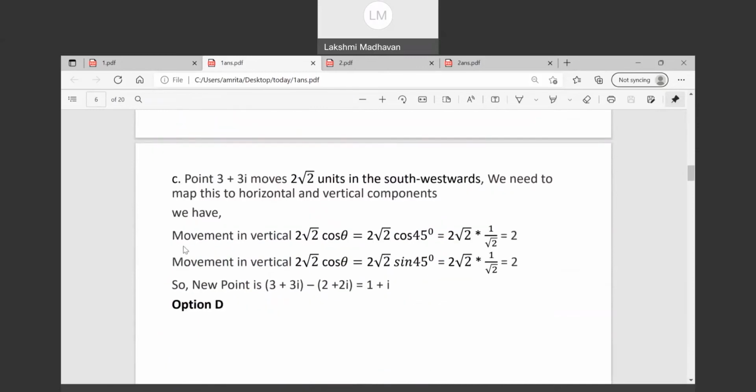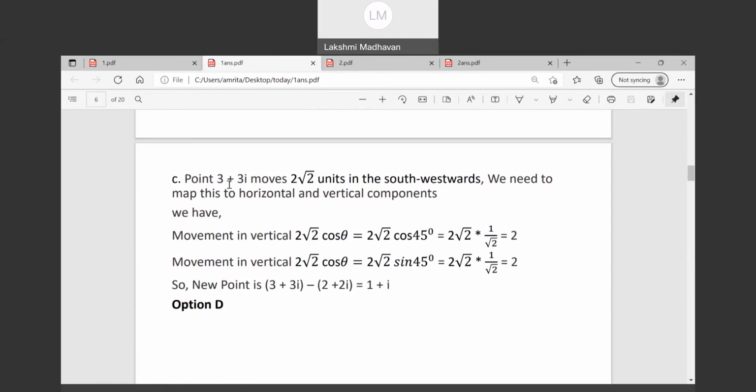So how are we going to take this? We have to consider the motion in both directions, the horizontal and the vertical. I have written it wrong before. So it will be 2 root 2 cos 45 and 2 root 2 sin 45. We know the value, right? Cos 45 and sin 45 are 1 by root 2. So after cancelling with 2 root 2, we'll have the values as 2 for both x and y.